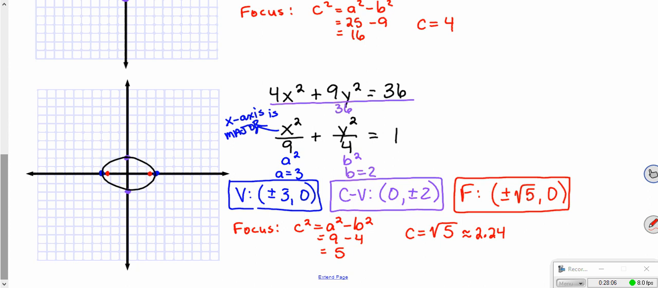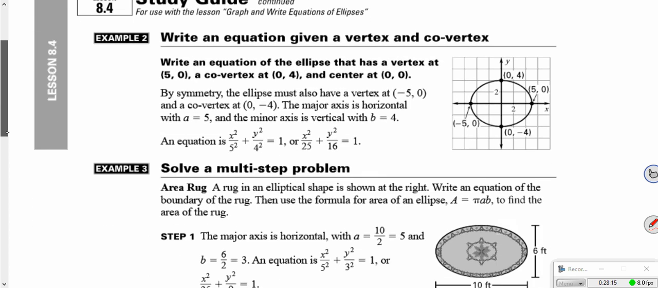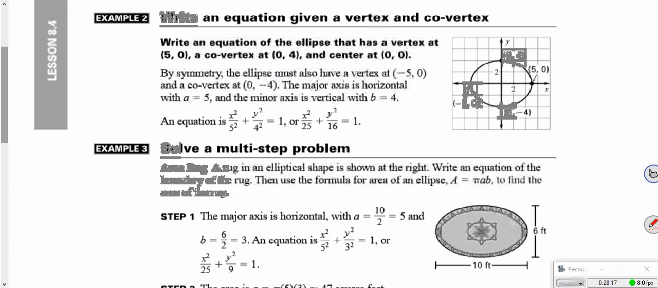All right, I hope that made sense. Let's go to the back page of the study guide. This has taken us a while, I know, but ellipses are brand new. So now, write an equation given a vertex and a co-vertex. They give you the vertices. You can tell then whether the vertices are on the x or y axis, and then that gives you your major axis. So you know if you square that coordinate number, whether it's going to go under the x squared or the y squared. Okay. And then of course your co-vertex, you square that coordinate, it's going to go under the other one.